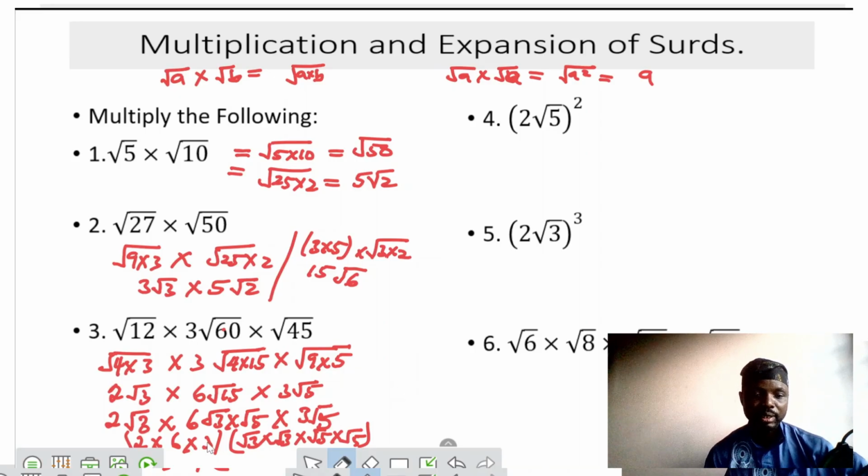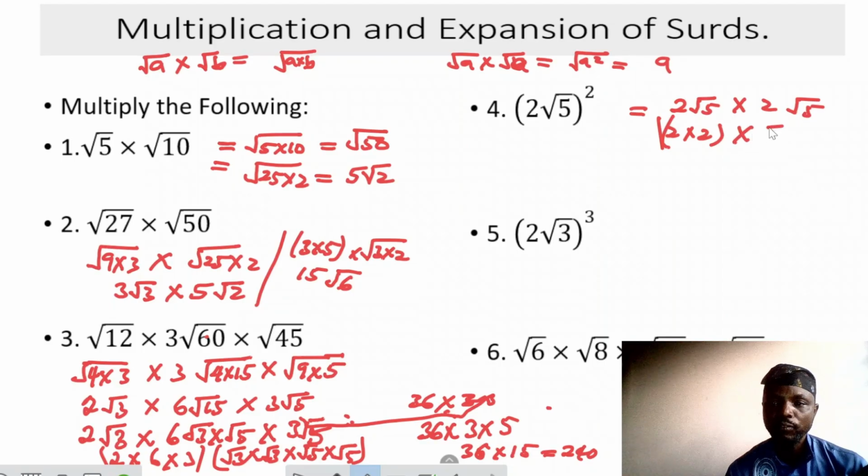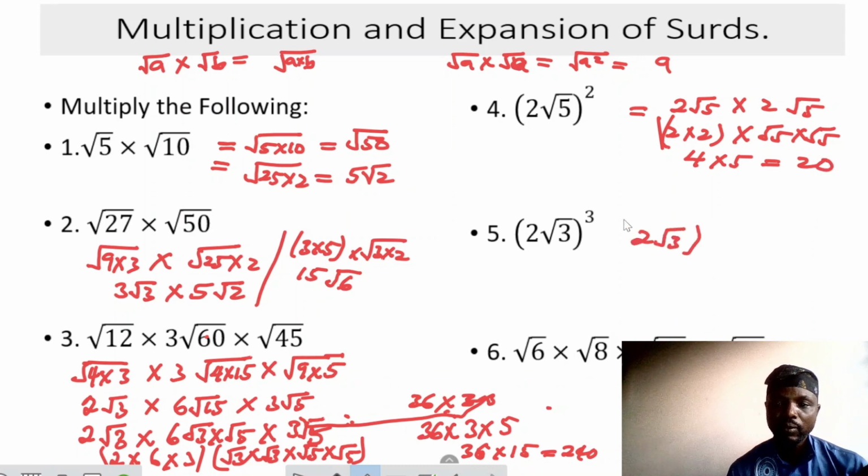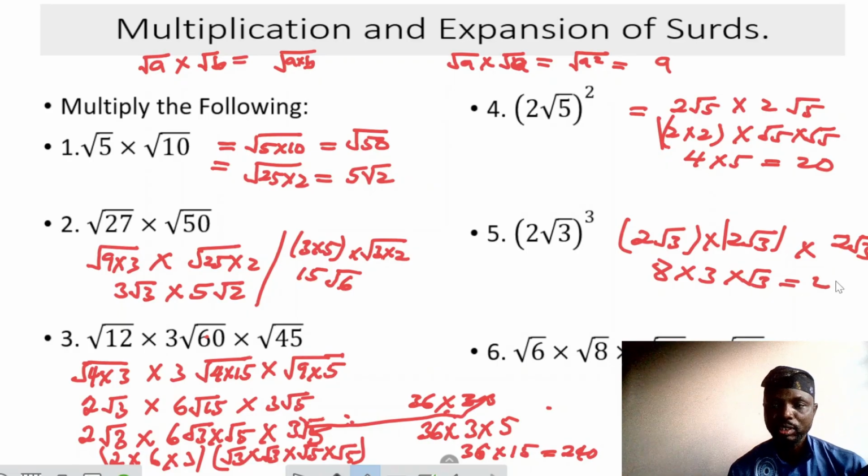If I multiply this 3 times 2, that's 12 root 5 together. Root 5 times root 5, so this one will give me 4 times 5, so this is 20. The same thing is applicable to this one. 2 root 3 times 2 root 3 times 2 root 3. 2 times 2 times 2 will give me 8. Then root 3 times root 3 will give me another 3. Then I have root 3 left. So this one will give me 24 root 3.